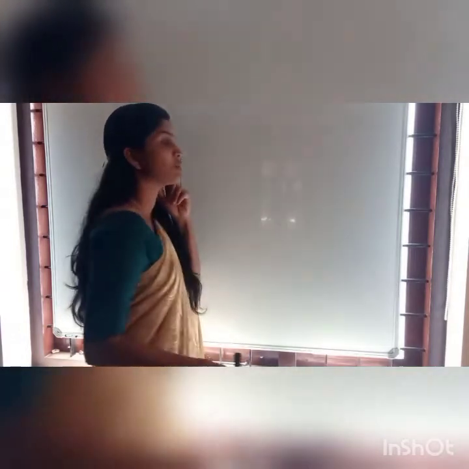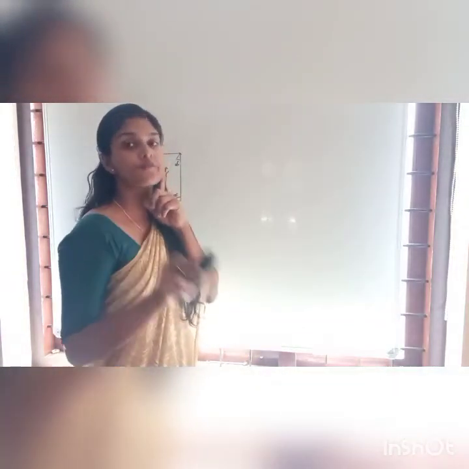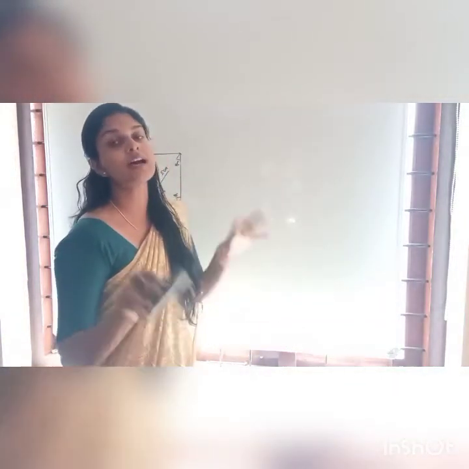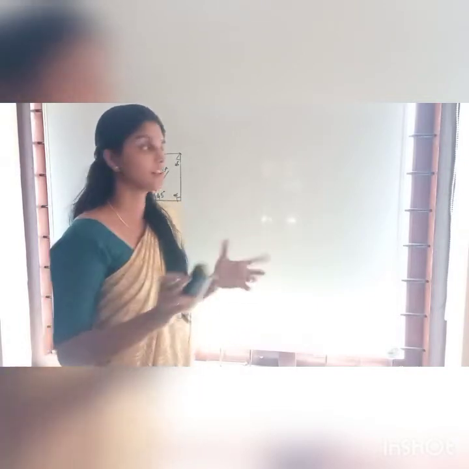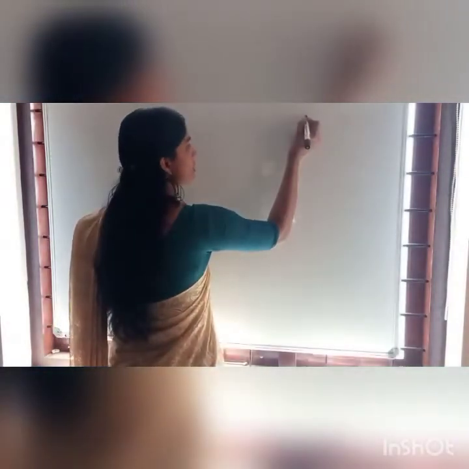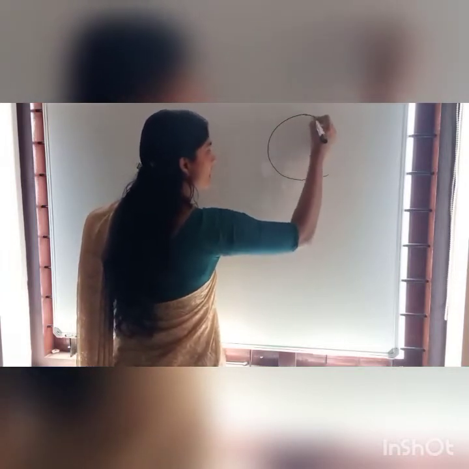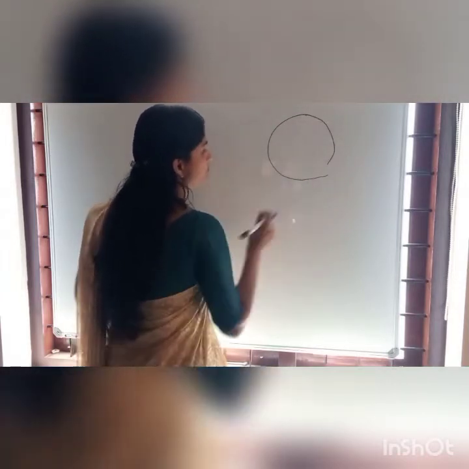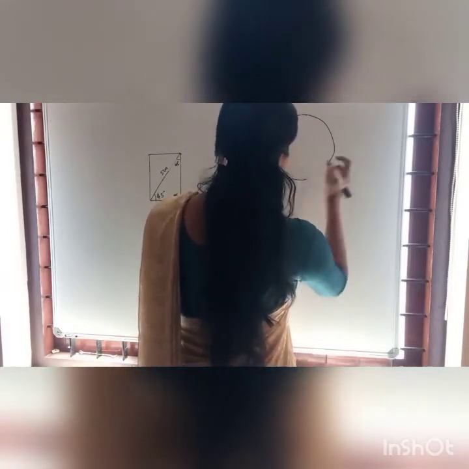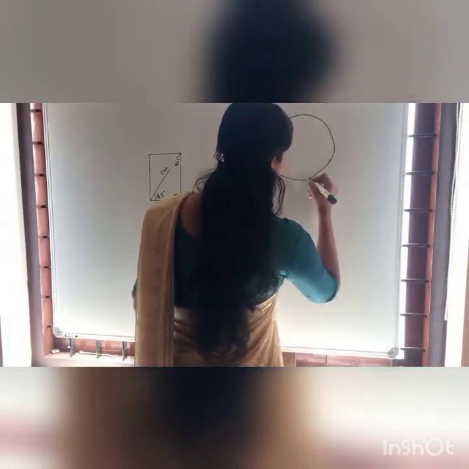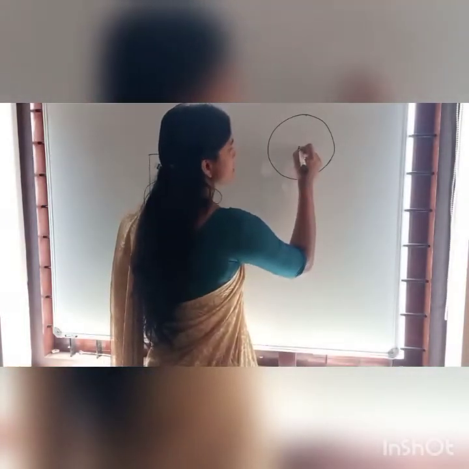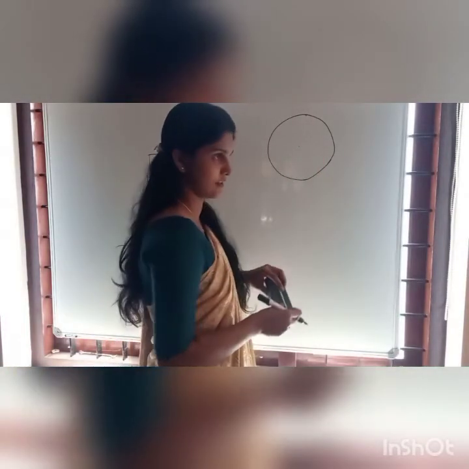We have to draw what? We have to draw a square of diagonal 5 centimeter inside a circle. Okay. So, let this be the circle. Okay. This is the center of the circle.